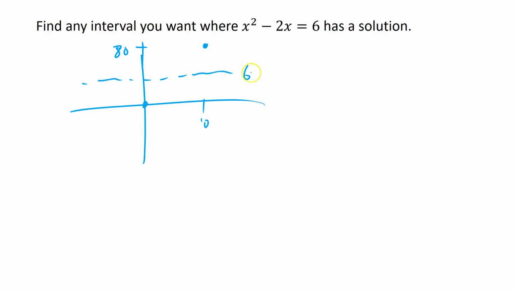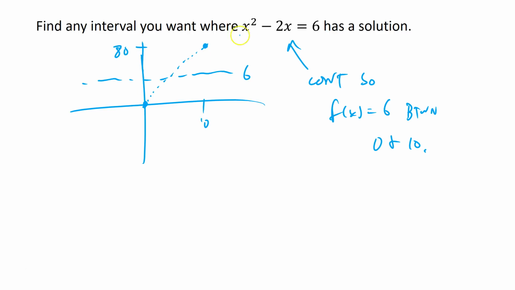And we said all polynomials are continuous, so for somewhere in between here, because this function is continuous, f of x equals 6 between 0 and 10. You might be able to find a tighter interval, but 0 and 10 works fine, right? At 0, we're at 0. At 10, we're at 80. Somewhere in between there, it's for sure got to hit 6. This clearly is not to scale, right? 6 is not almost halfway to 80.